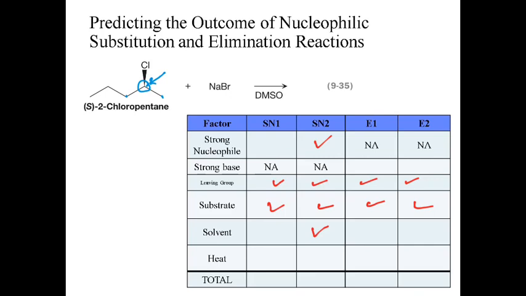Now what do we do? Well, I've got 2 check marks for an SN1. How many check marks for an SN2? 4. 2, 4. Which mechanism am I going to run? SN2. The table allows you to organize your thought process so that you can solve it. Make sense? Not a requirement by any stretch of the imagination, but it's there to help you process through that. Okay?